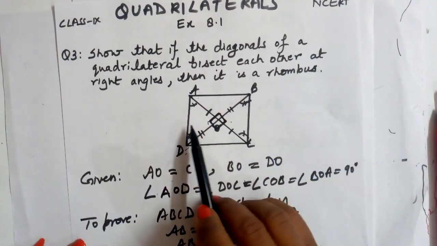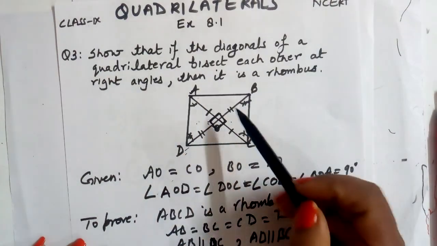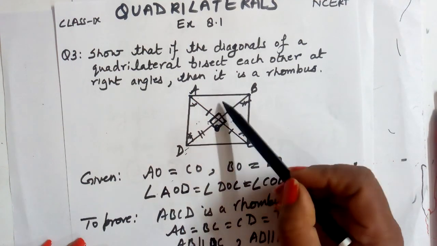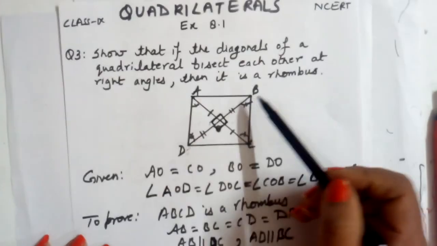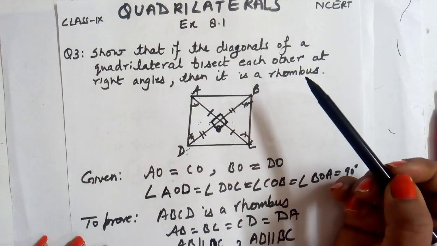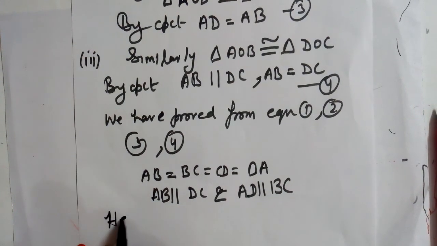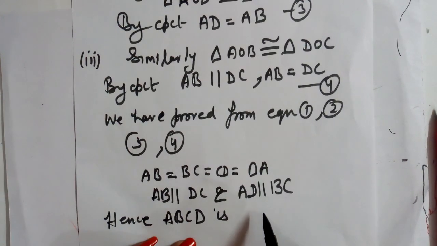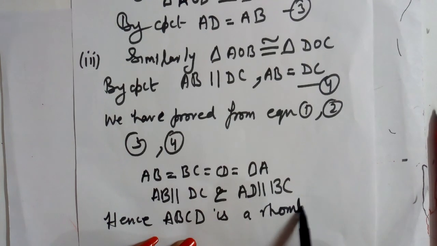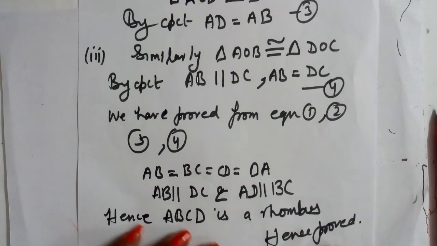So what we have done, we have first of all proved these two triangles congruent, and by proving congruent we have got AD is equal to BC. And second step, we have taken these two triangles because we are supposed to prove that AD is also equal to AB. That we have proved, and by giving the equation numbers we have proved that all the sides are equal and all the opposite sides are parallel. So we can write hence ABCD is a rhombus, hence proved. I hope it is very clear to you.